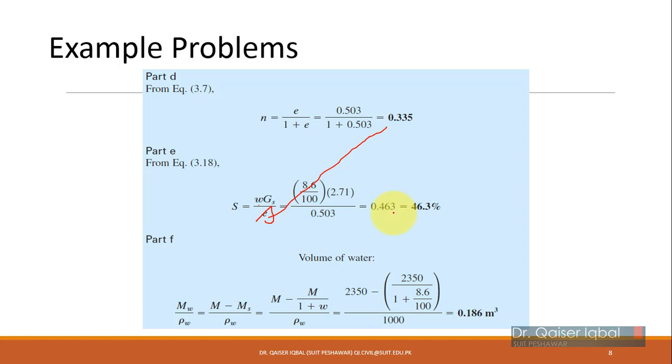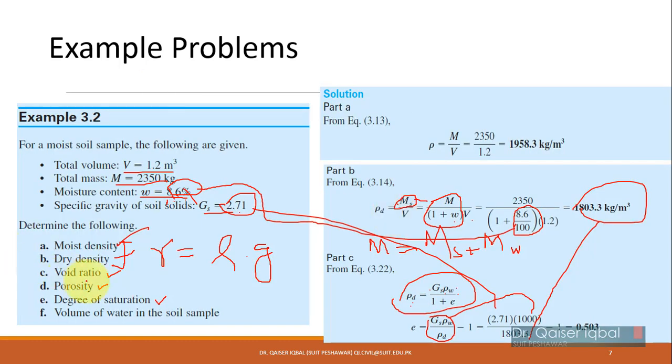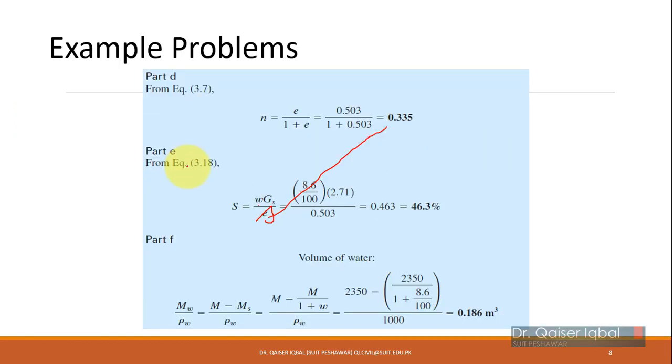From this we know. Now coming to part F, which is the volume of water in a soil sample. In this soil which we have taken over here, 1.2 cubic meter, having this much weight, how much is the volume of water? Now for this we know the density is equal to mass per unit volume. So the volume of water will be equal to the mass of water divided by density. Shifting density to one side and volume to the other side of the equation, volume of water is equal to mw divided by rho w.